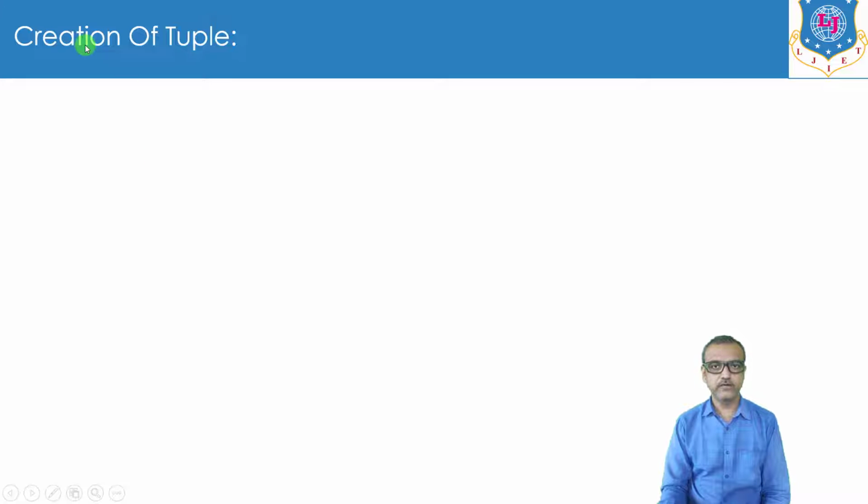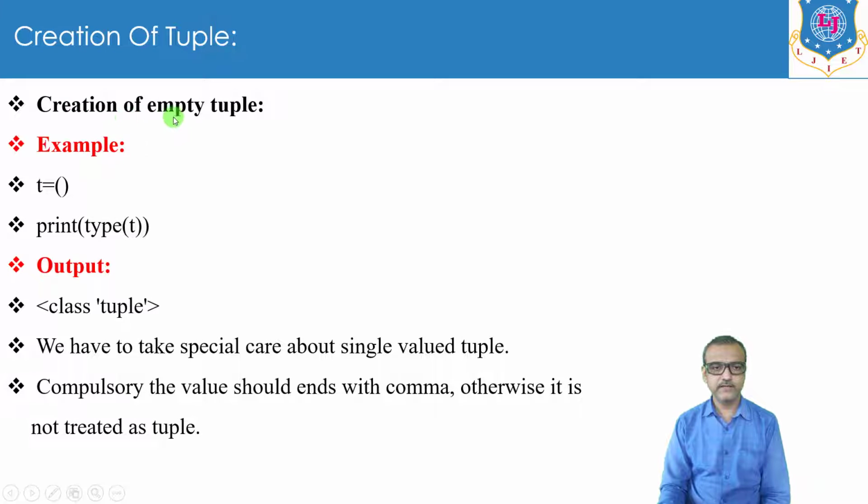Now we will see how to create the tuple, that is creation of tuple. First of all we will see creation of an empty tuple. For example, t equals to these open parentheses, then print type of t. So what will be the output? That is class tuple. We have to take special care about a single valued tuple. Compulsorily, the value should end with a comma, otherwise it is not treated as a tuple. I will make you understand this concept with the help of an example.